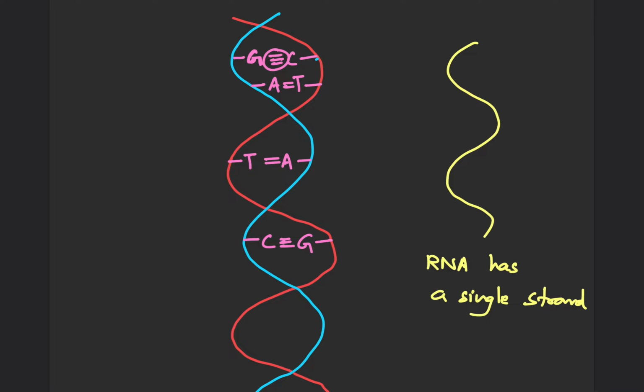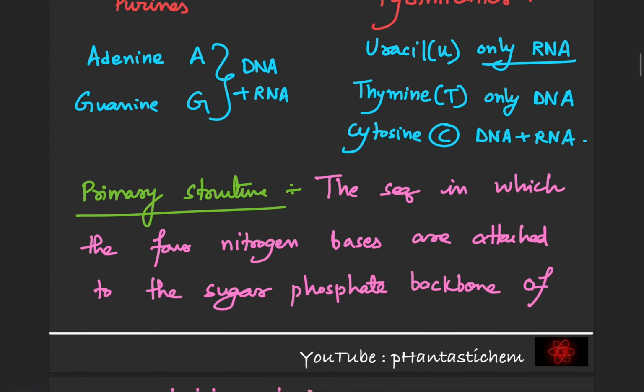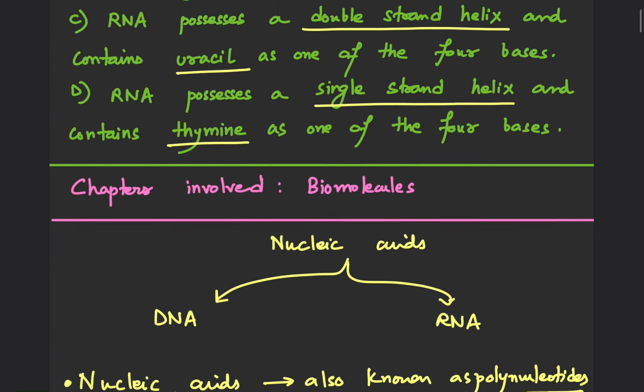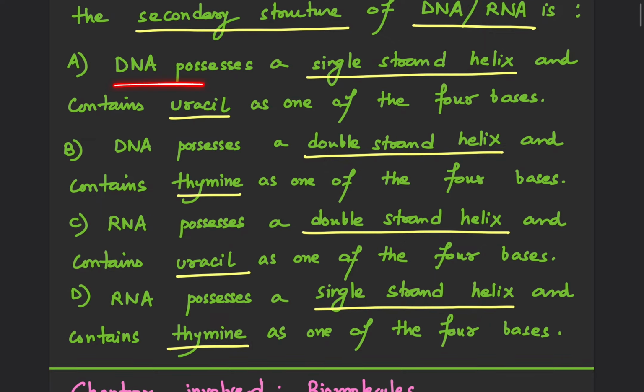So now, knowing this information, we can go and see the options. The first option is DNA possesses a single strand. Incorrect. It has a double strand helix structure, and also it contains uracil. No, it does not contain uracil. Option B, DNA possesses a double strand helix. Correct, and it contains thymine as one of the four bases. Yes, so this is the correct option.